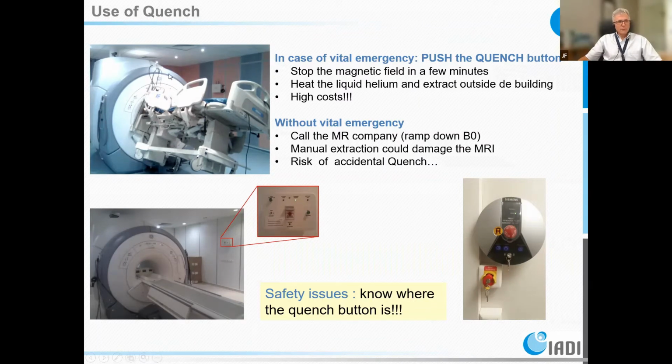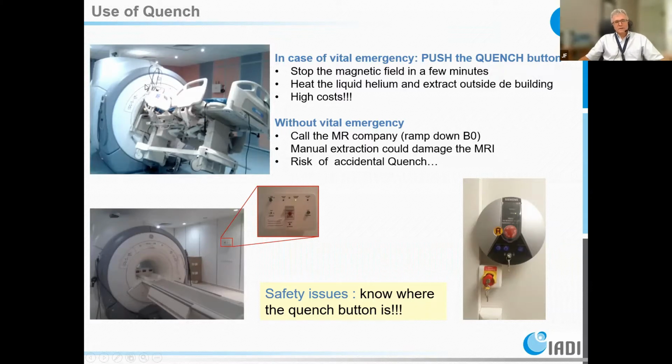If you have some vital issue, for example, here you have this bed completely attracted by the system, this is an emergency case. You have to push the quench button. What does this do? The quench button stops the magnetic field very fast. In a few minutes, perhaps less, you have switched B0 from 1.5 to 0. So you can remove all the ferromagnetic parts close to the body.